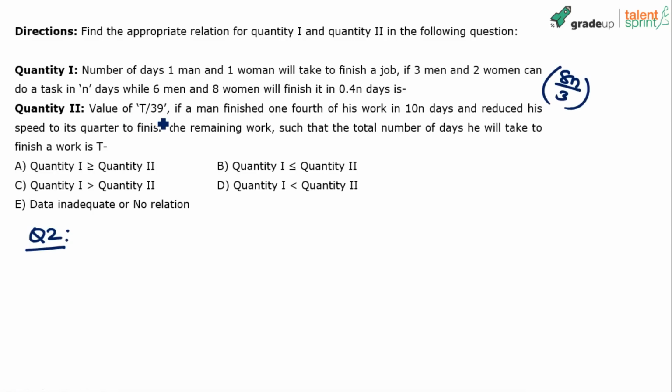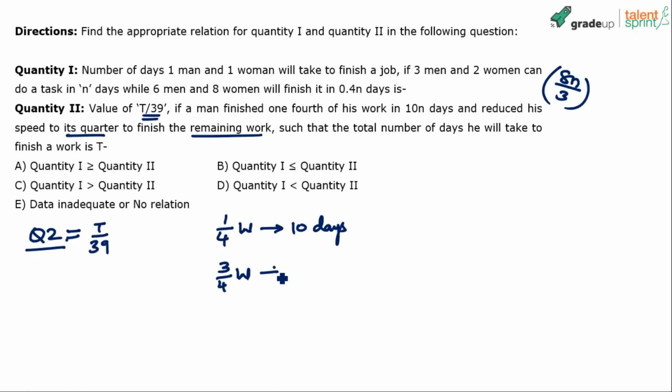We have to find the value of t by 39. So quantity 2 is t by 39. Now, a man finished 1/4 of his work in 10 days, and reduced his speed to its quarter to finish the remaining work. What is the remaining work? 3/4. If 1/4 has taken 10 days, 3/4 should take 30 days.